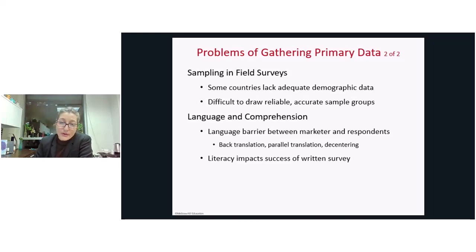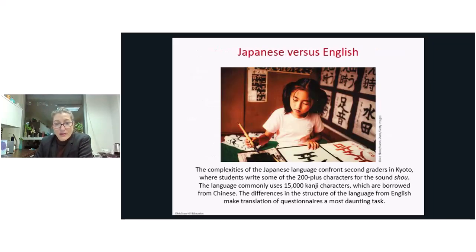Then we've got the language and comprehension issue. So the language barrier between the marketer, the researcher, and the study respondents. Back translation might be an issue, and literacy impacts success of written surveys. So the complexities involved with kanji in the Japanese language is something that compounds the issue of research. So the differences in the structure of language from English make translation of questionnaires a daunting task.